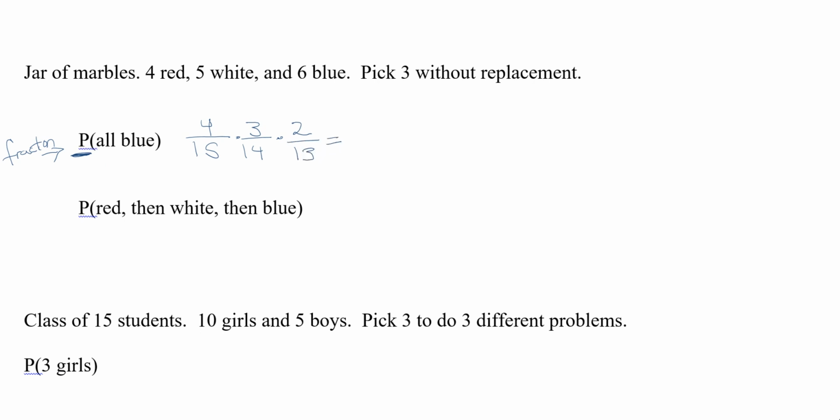And we could multiply. What's the probability I get a red, then a white, then a blue? Well, the red, there's 4 out of the 15. Now, there's 5 white left, but only 14 marbles left. And then there are 6 blue left, but only 13 marbles left. And we would need to multiply that out.